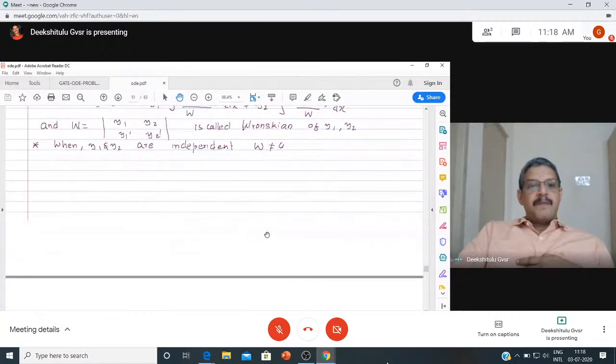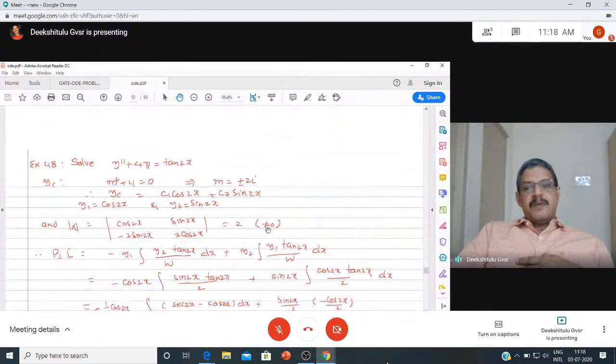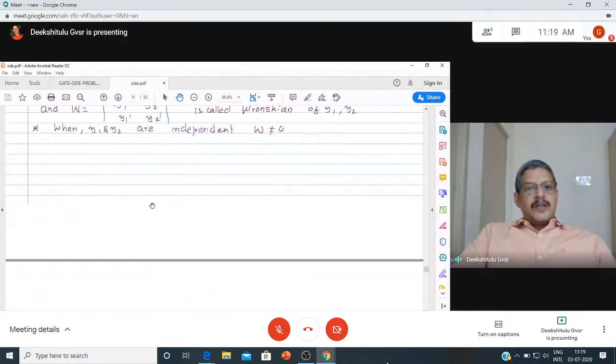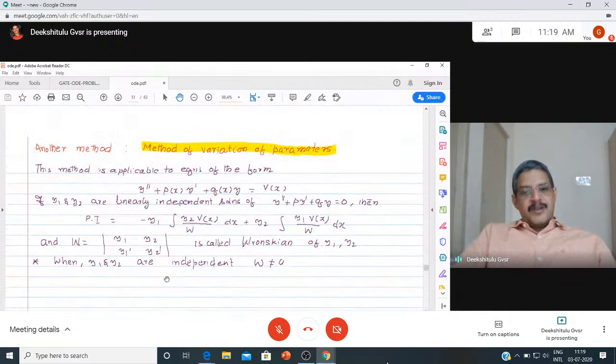Next, let us do some problems on this. y double dash plus 4y is equal to tan 2x. For the complementary function, consider the auxiliary equation m square plus 4 is equal to 0. Now, y1 and y2 are linearly independent solutions of this equation.